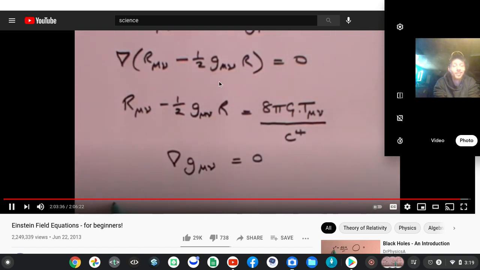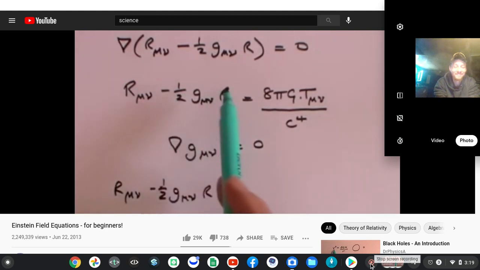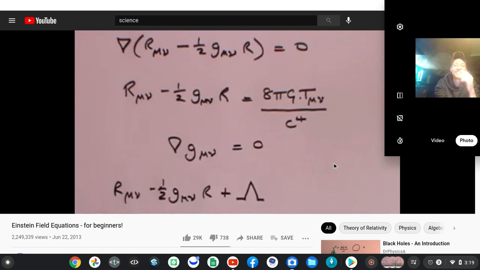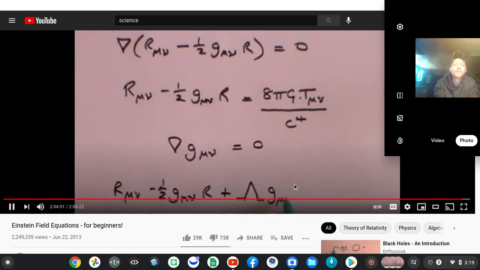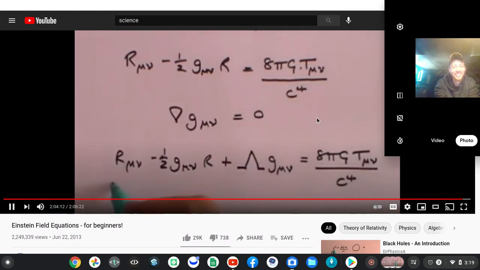So now you need R mu nu minus a half g mu nu R, which is just this term here. And now you need to include the fact that you could have had a metric tensor term in here. So we'll add it, and we will have a constant which we'll call capital lambda multiplied by the metric tensor, and that equals 8 pi G T mu nu divided by c to the fourth. This part, you'll remember, was the Einstein tensor G mu nu.